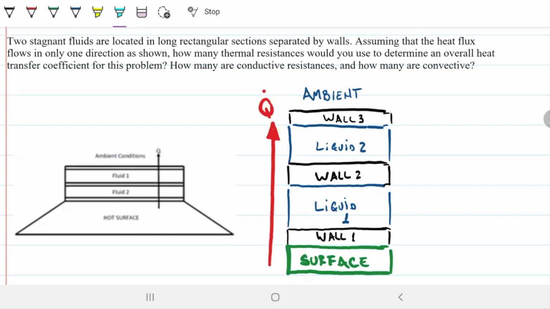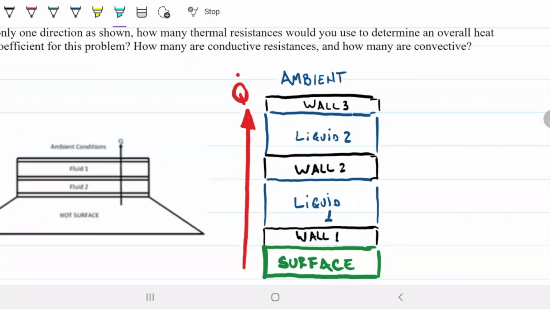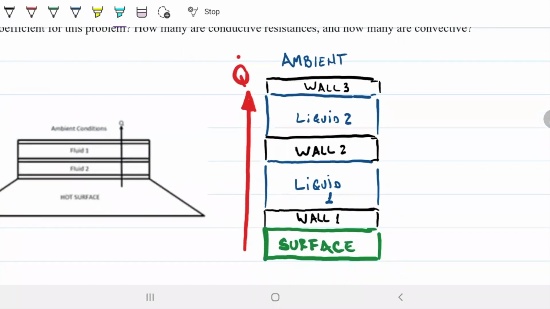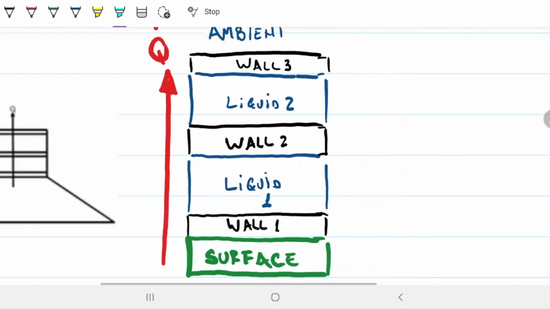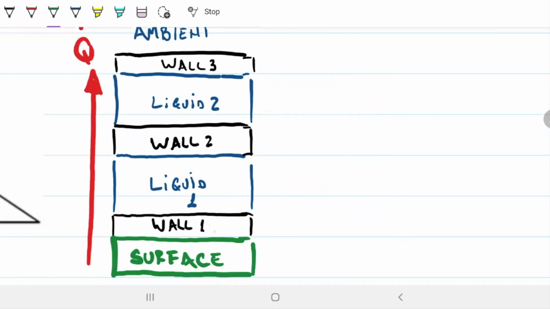Okay, so this is the original drawing from the problem. I just drew it again here on the side so we can see it better. Let's imagine that our heat is starting from the wall, as opposed to the surface. As heat travels upwards, it's going to encounter a resistance, and that's going to be a conductive resistance, X over K times area, where X is the distance that heat has to travel through that wall. We calculated that plenty of times. Then what happens?